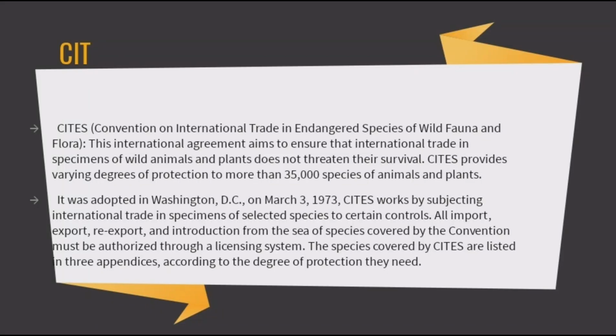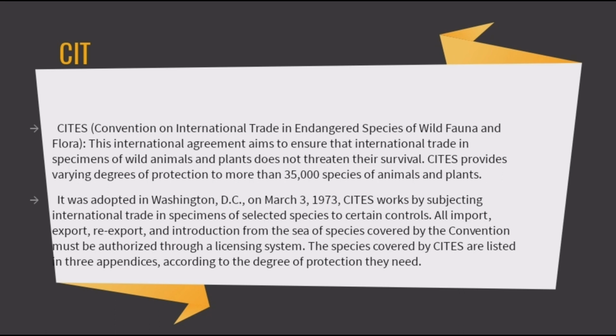CITES, Convention on International Trade in Endangered Species of Wild Fauna and Flora. This international agreement aims to ensure that international trade in specimens of wild animals and plants does not threaten their survival. CITES provides varying degrees of protection to more than 35,000 species of animals and plants. It was adopted in Washington, D.C., on March 3, 1973.